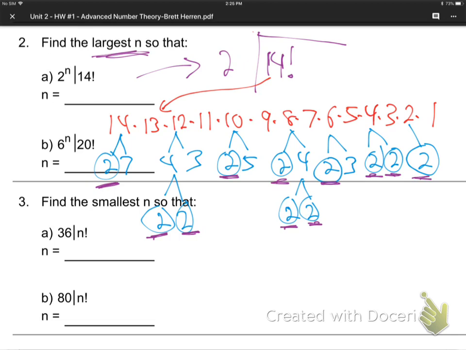So what's the biggest power I could put on this end? It's 11, isn't it? 2 to the 11th will go in there, won't it? Because there's 11 2s. But 2 to the 12th wouldn't go in, because there's not 12 2s in there. So the largest n you can put is 11. Does that make sense how we figured that out? Want to try part B there? 2b. 6 to the n going into 20 factorial. Find the largest n.